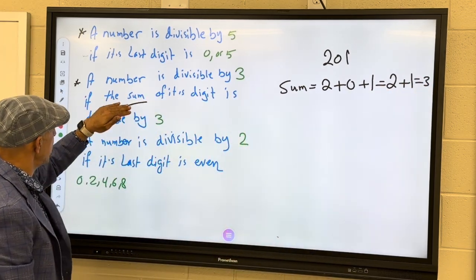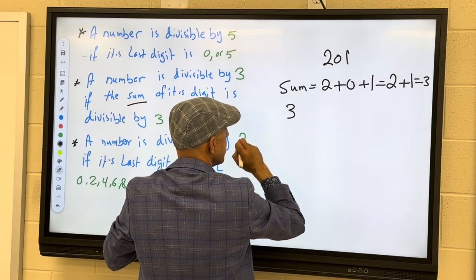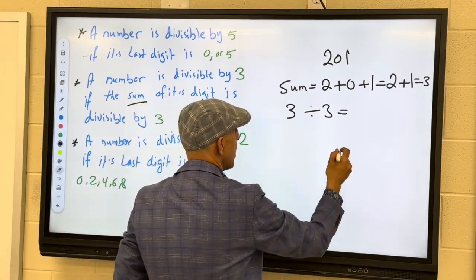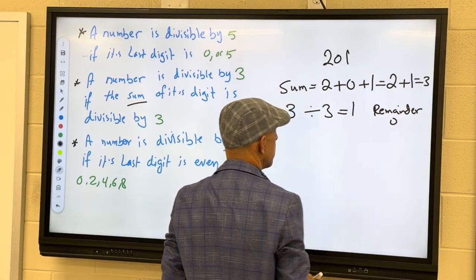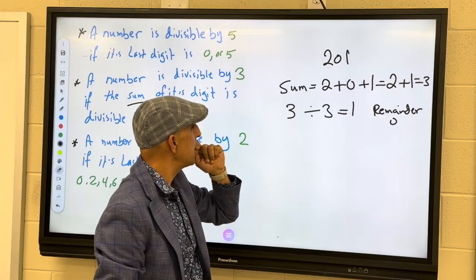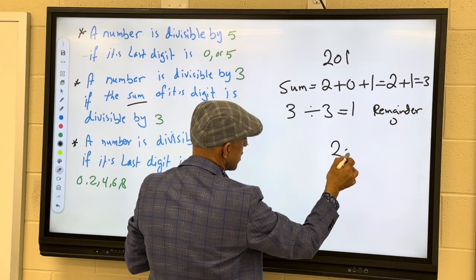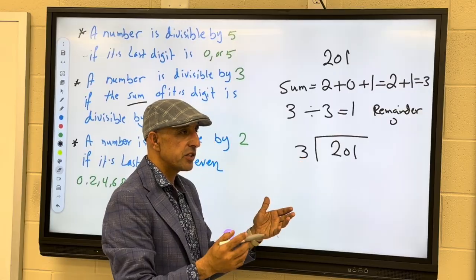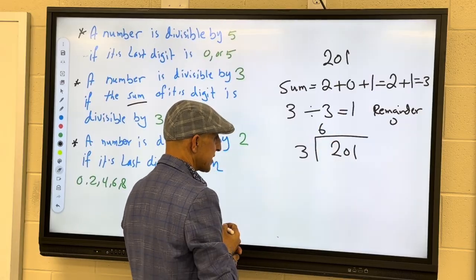Now, here is the point. If the sum is divisible by 3, take the sum here, which is 3, divided by 3. We know that 3 divided by 3 equals 1, and the remainder is 0. So yes, the sum of the digits is divisible by 3. So in this case, yes, we can divide 201 by 3. Take the 2, divided by 3. There is no 3 in 2, so we take the 0. 20 divided by 3, we have 6.